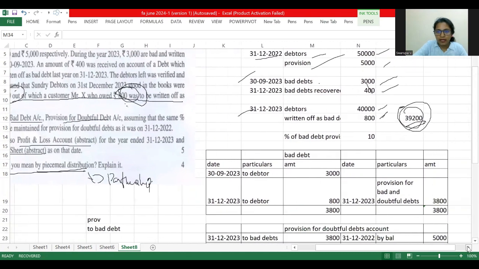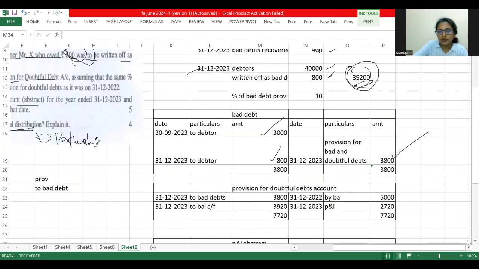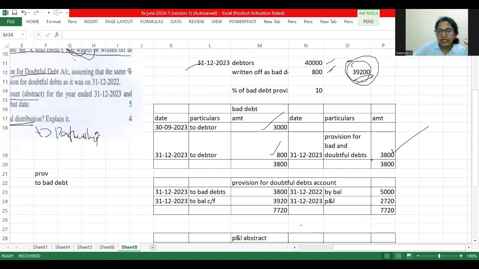So we need to open a bad debt account. So in the bad debt account, 3,000 rupees. Then on 31/12/23, 800 rupees. It gets debited. Then what is the credit? It should go into the provision for bad and doubtful debts account. We'll open the provision for bad and doubtful debt account. Bad debt 3,800 comes in directly from here.